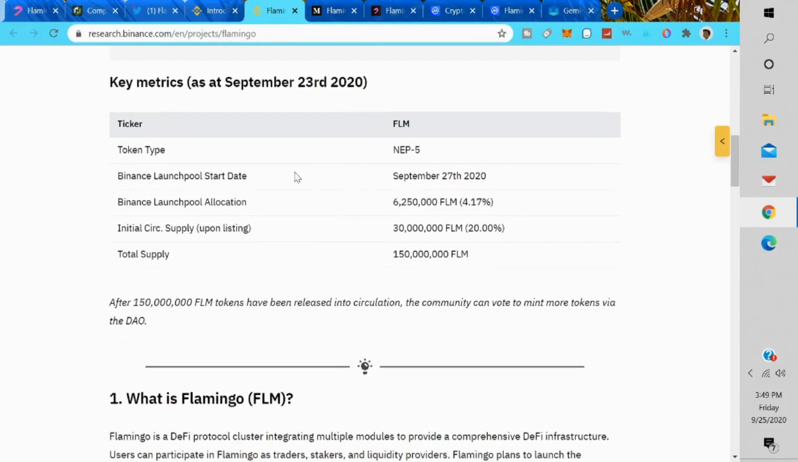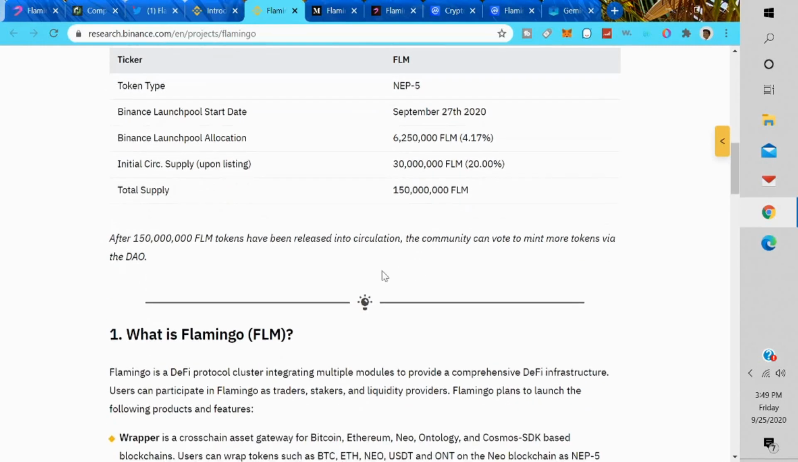The key metrics are token type. It's a NEP5 token. Binance launch pool start date September 27th, 2020. Binance launch pool allocation 6.25 million FLM. Initial circulating supply upon a listing 30 million FLM. Total supply 150 million FLM. After 150 million FLM tokens have been released into circulation, the community can vote to mint more tokens via the DAO.